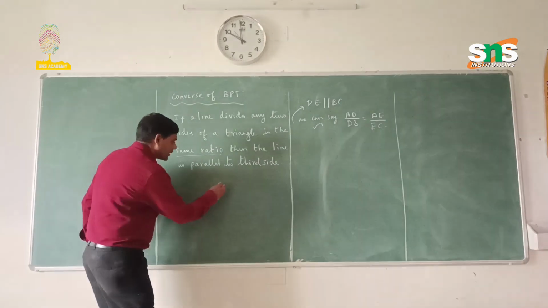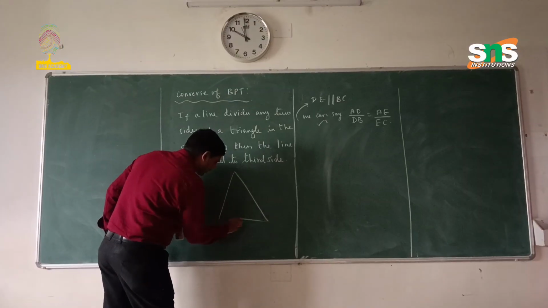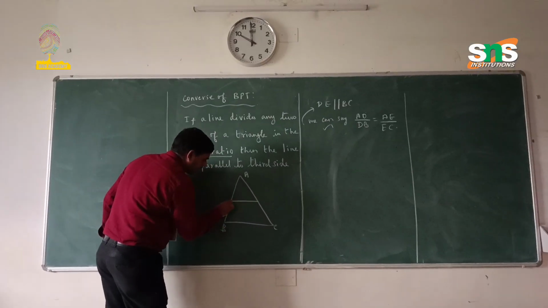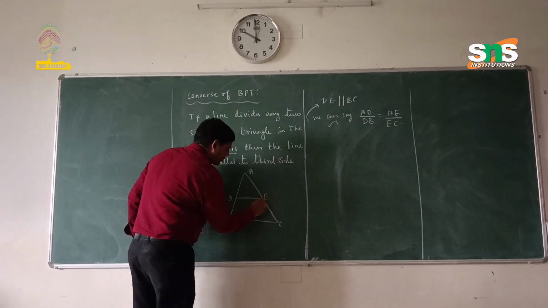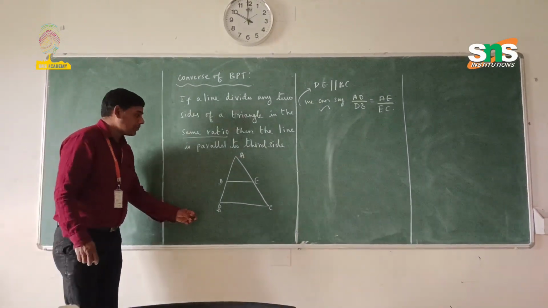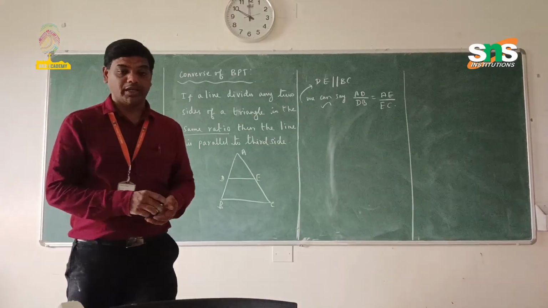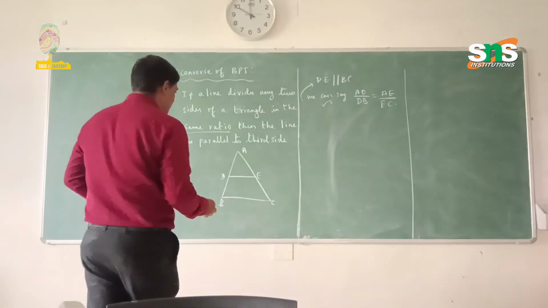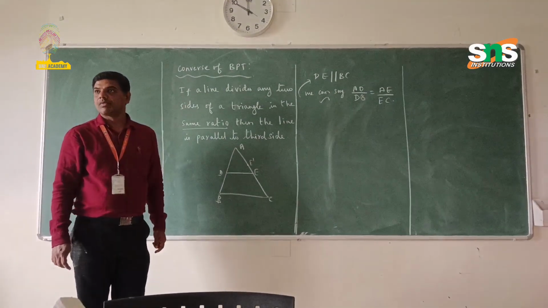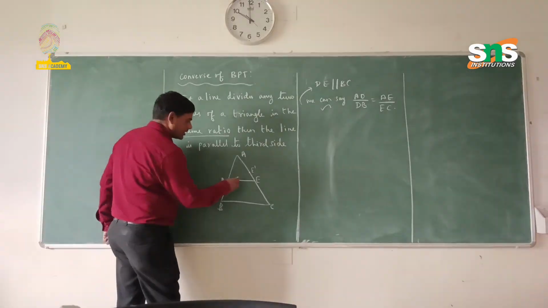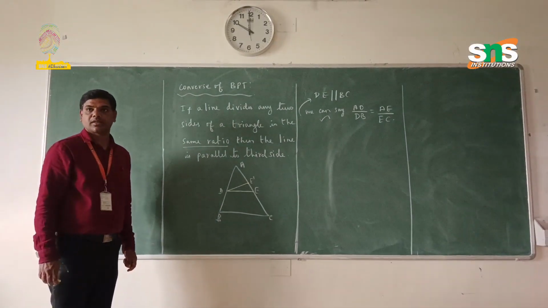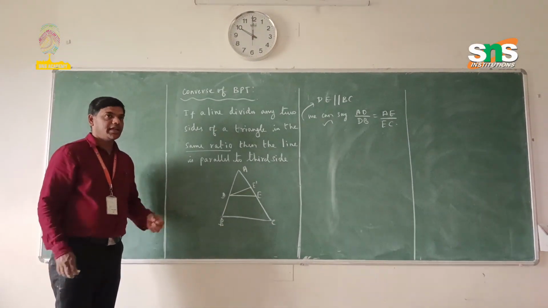Now for that we take a triangle ABC. Here D and E are two distinct points that divide the sides in the same ratio. To prove the converse of BPT, we take one more point, E dash. We assume one more point E dash on AC and join DE dash, and join DE.